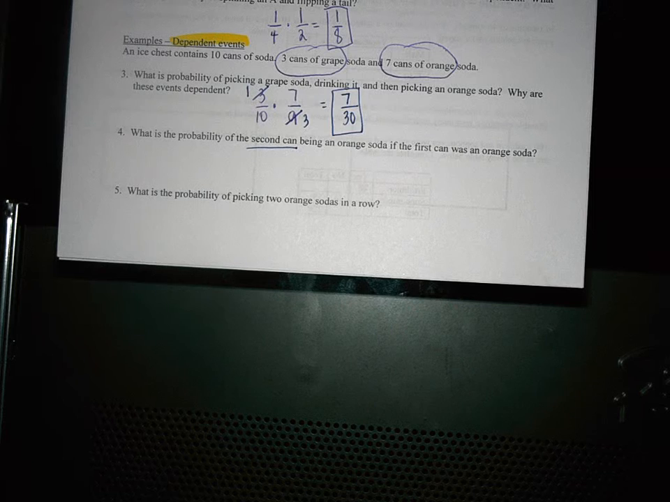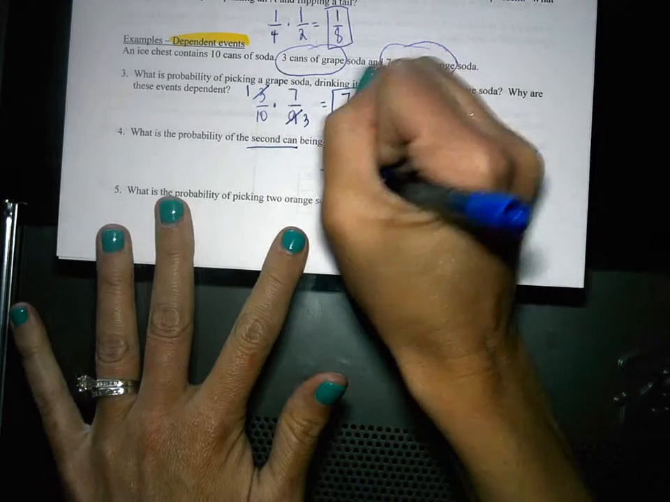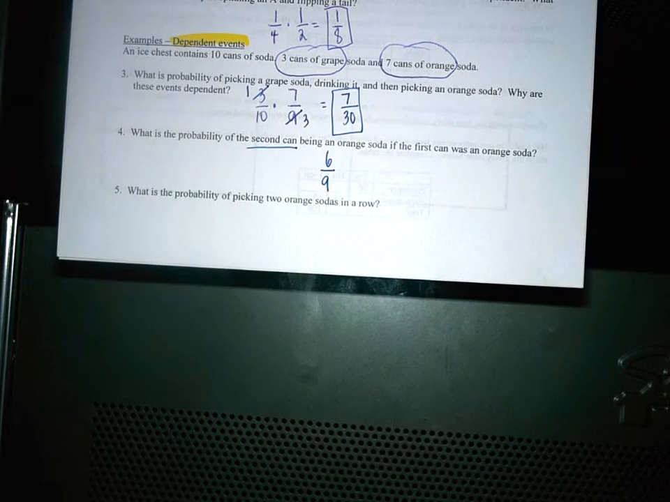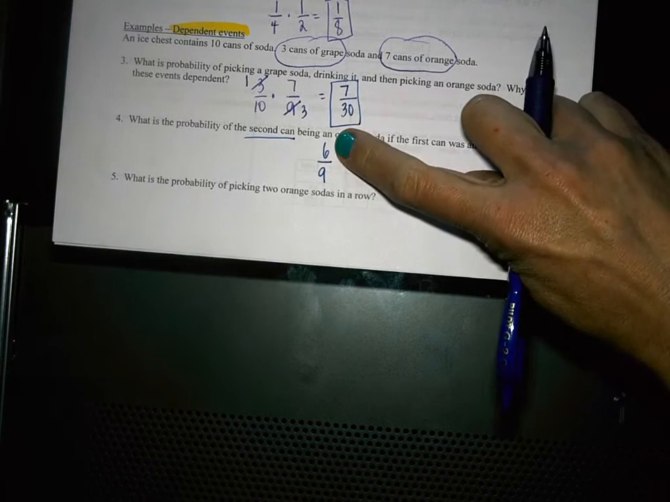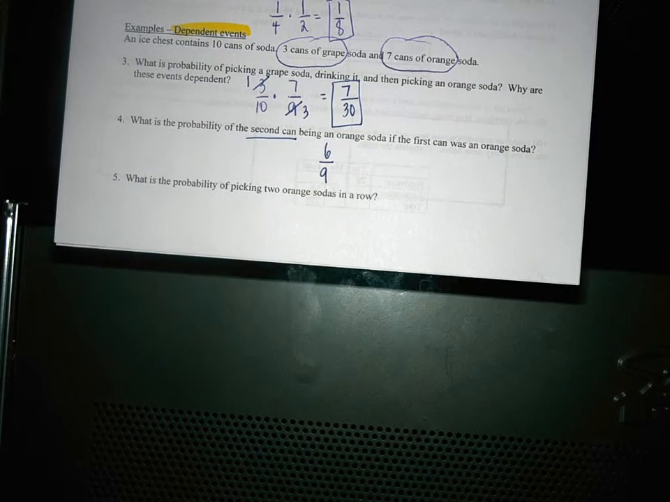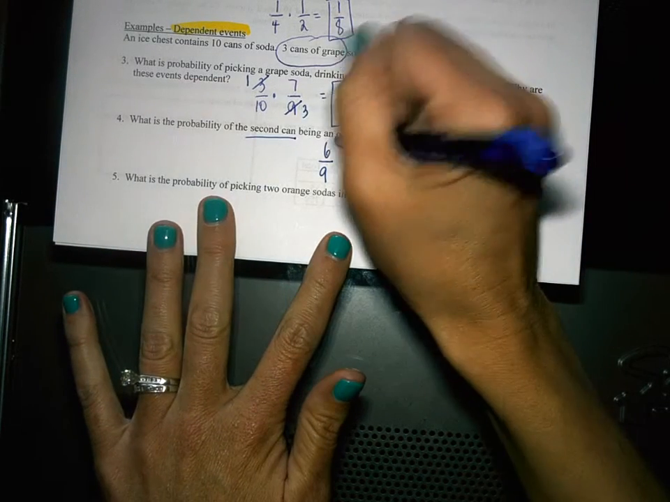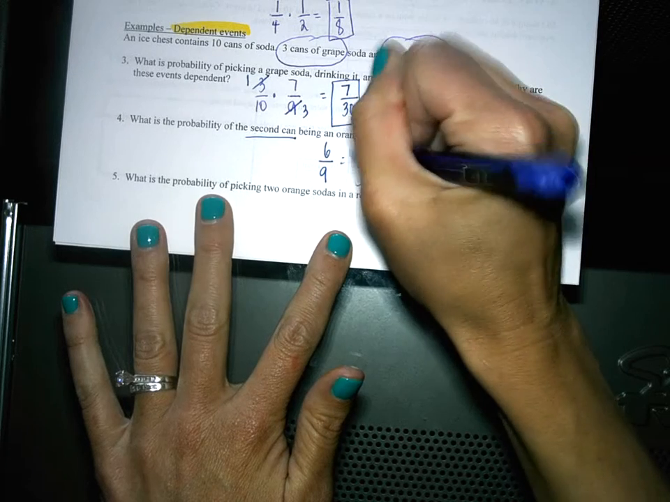How many oranges would be left? 6 out of how many total? 9, because this is a new problem, okay? So we go back to having a total of 10 cans. They're taking out 1 orange, so instead of 7, there's 6, and the total went from 10 to 9. Can that reduce? Good. We can divide by 3 to the top and the bottom, and so we get 2 over 3.